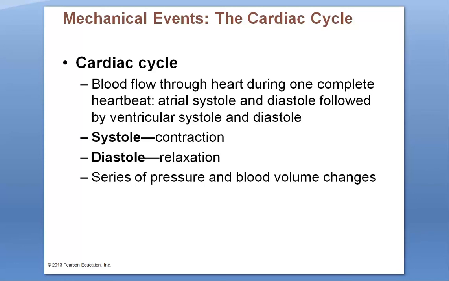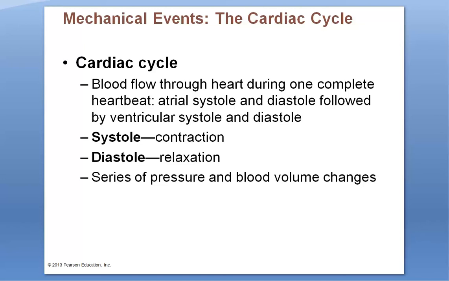So let's now discuss the cardiac cycle. The cardiac cycle is a series of events of blood flow and pressure changes that occur as the heart pumps out blood. Some key terms to know here are systole, which refers to contraction of the atrial or ventricular muscles, and diastole, which refers to relaxation of the atrial or ventricular muscles.